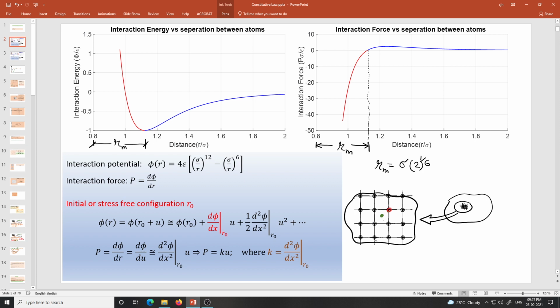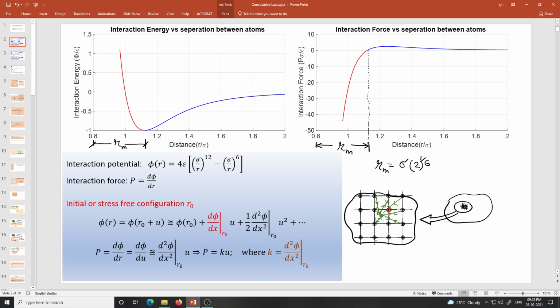What happens? This atom is going to encounter interaction forces from its surrounding, its neighboring particles or atoms. So if we consider the first layer, there will be repulsive force. If we consider the opposite one, it would be attractive force. Here it is also attractive force. So attractive force, and this would be repulsive force, attractive force, and attractive force.